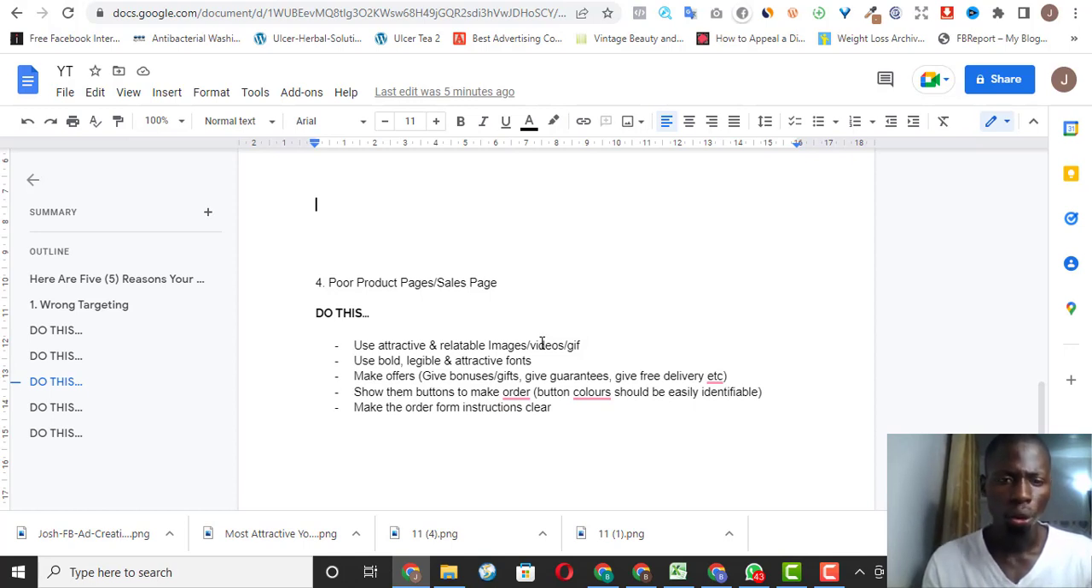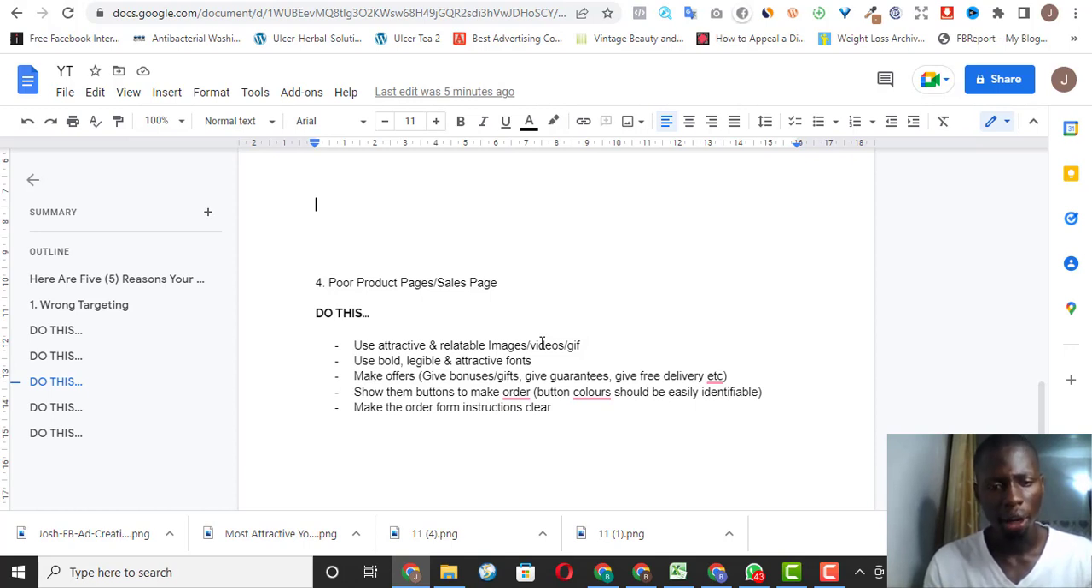All right, I want you to understand something. When you're creating a product page or a sales page, think about it like a brand. Think about it like Jumia. If you go to Jumia, how their fonts are usually arranged, how you see the page beautifully arranged, that's how you should also be looking at your page to set it up.